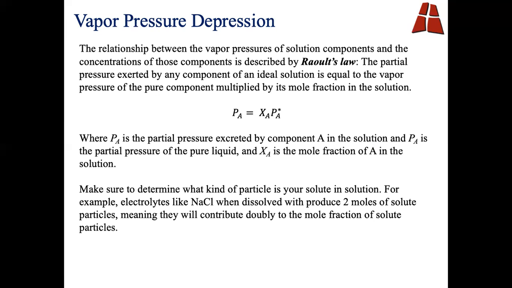So it's important, kind of a key thing that a lot of students forget, is determining what kind of particle you have in solution. For example, if you have an electrolyte like sodium chloride, when that dissolves, it's going to produce 2 moles of our solute instead of just 1. Compared to something like sugar, that's a covalent compound that won't dissolve into multiple particles, it'll be a 1-to-1 ratio. Whereas when we have sodium chloride, it's a 2-to-1. And so that would double our mole fraction, okay?